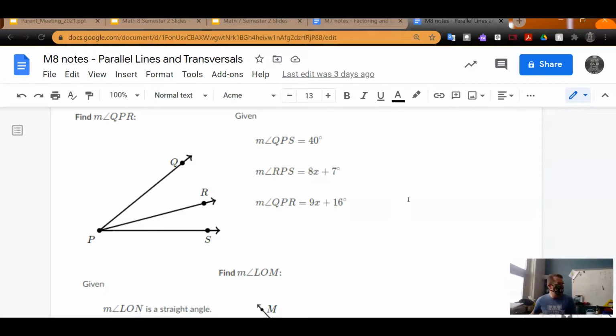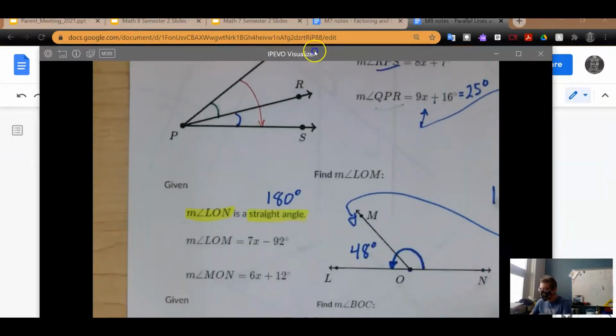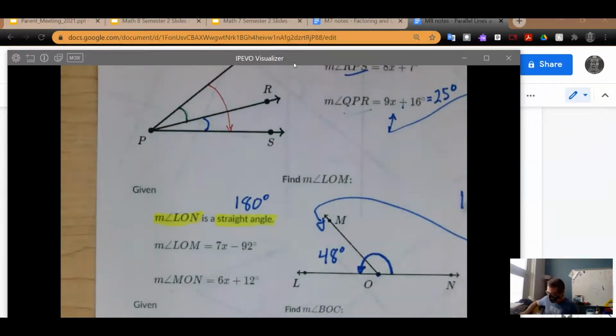All right, the last thing we really need to do today, but we have plenty of time. This won't be the last thing we do. We're going to go ahead and keep moving on. Same thing when we're given a straight angle relationship. I want you to highlight where they say LON is a straight angle. Highlight, underline something.